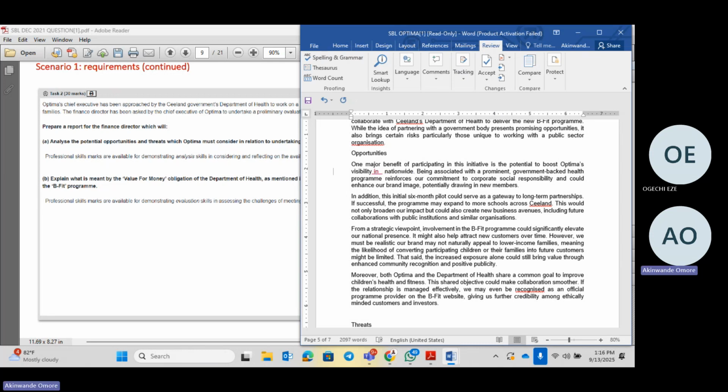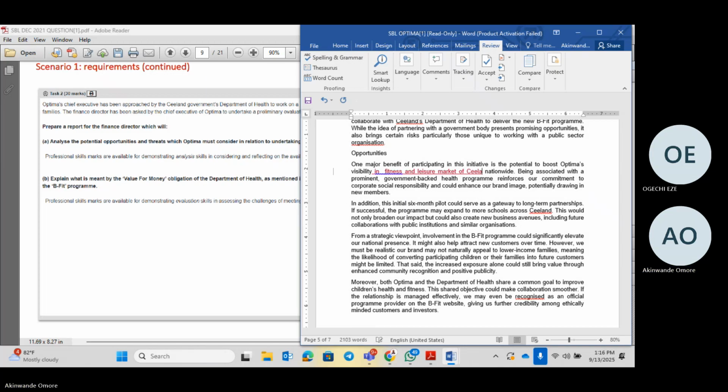Visibility in the fitness and leisure markets of Sealand nationwide. Being associated with the prominent, government-backed health program reflects our commitment.